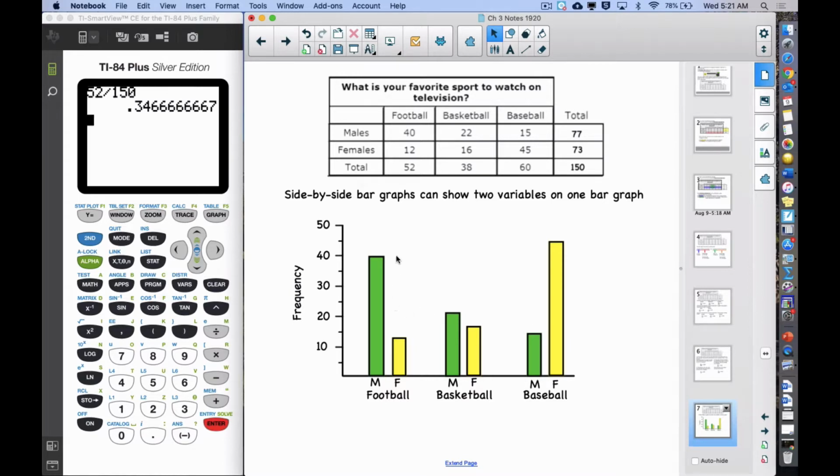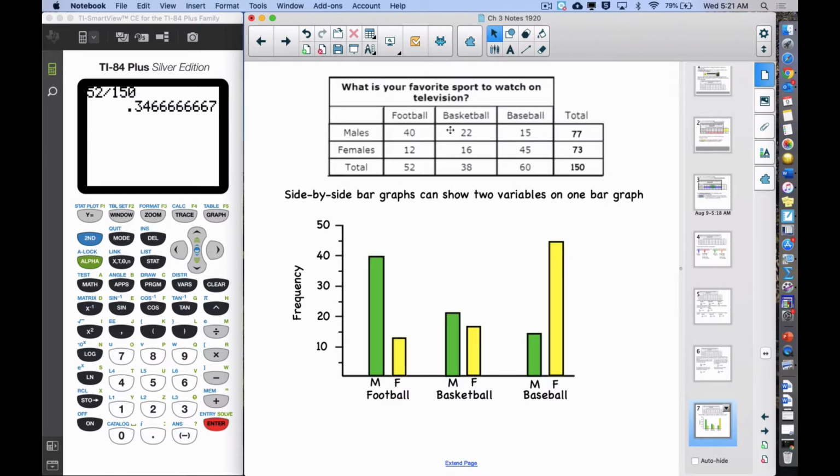Now you could do this in the other order. You could have males and females along the bottom, and under the male label, you could have three bars: a bar for football, a bar for basketball, a bar for baseball, all side by side. And then above the females, you could have a bar for football, a bar for basketball, a bar for baseball.